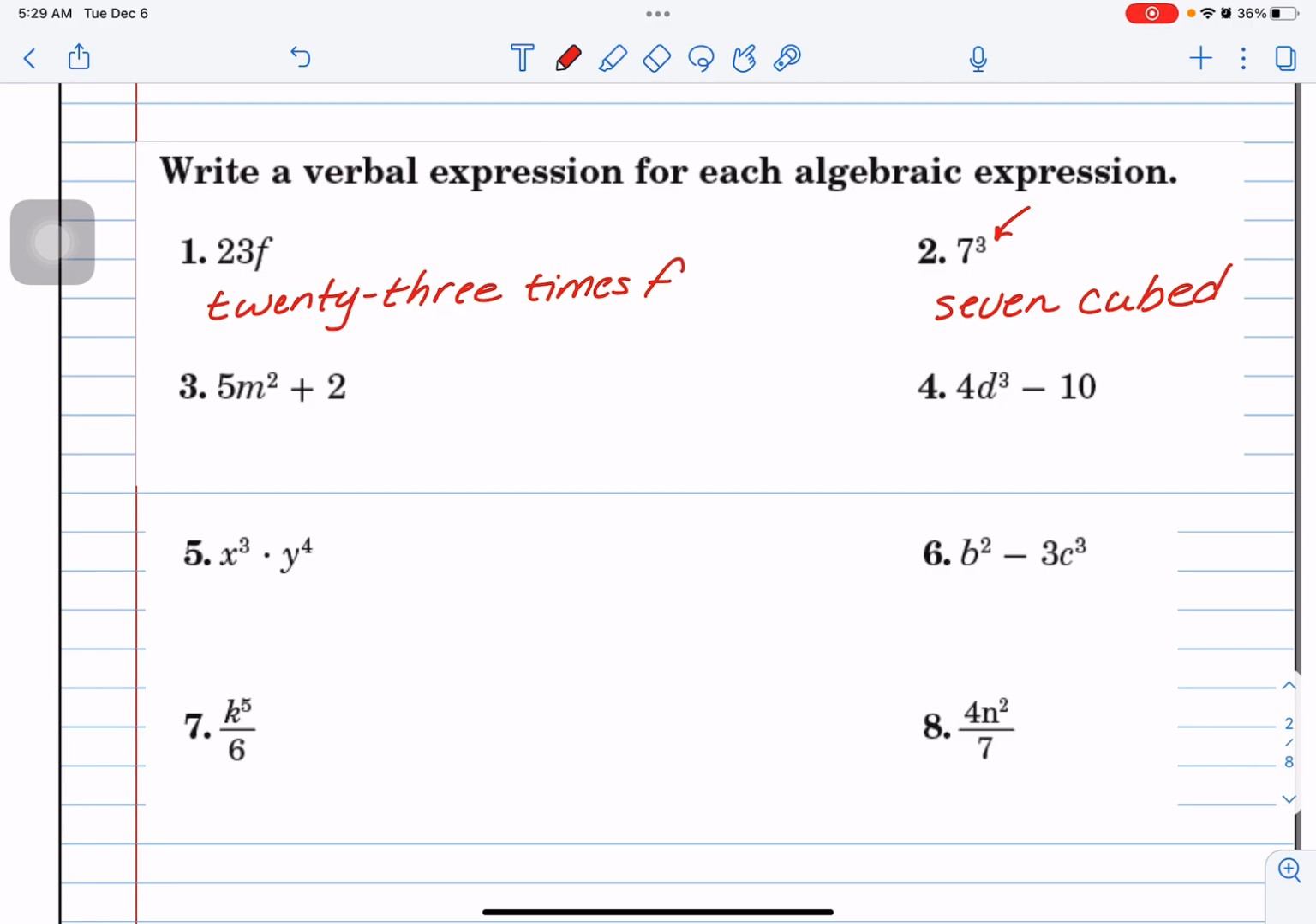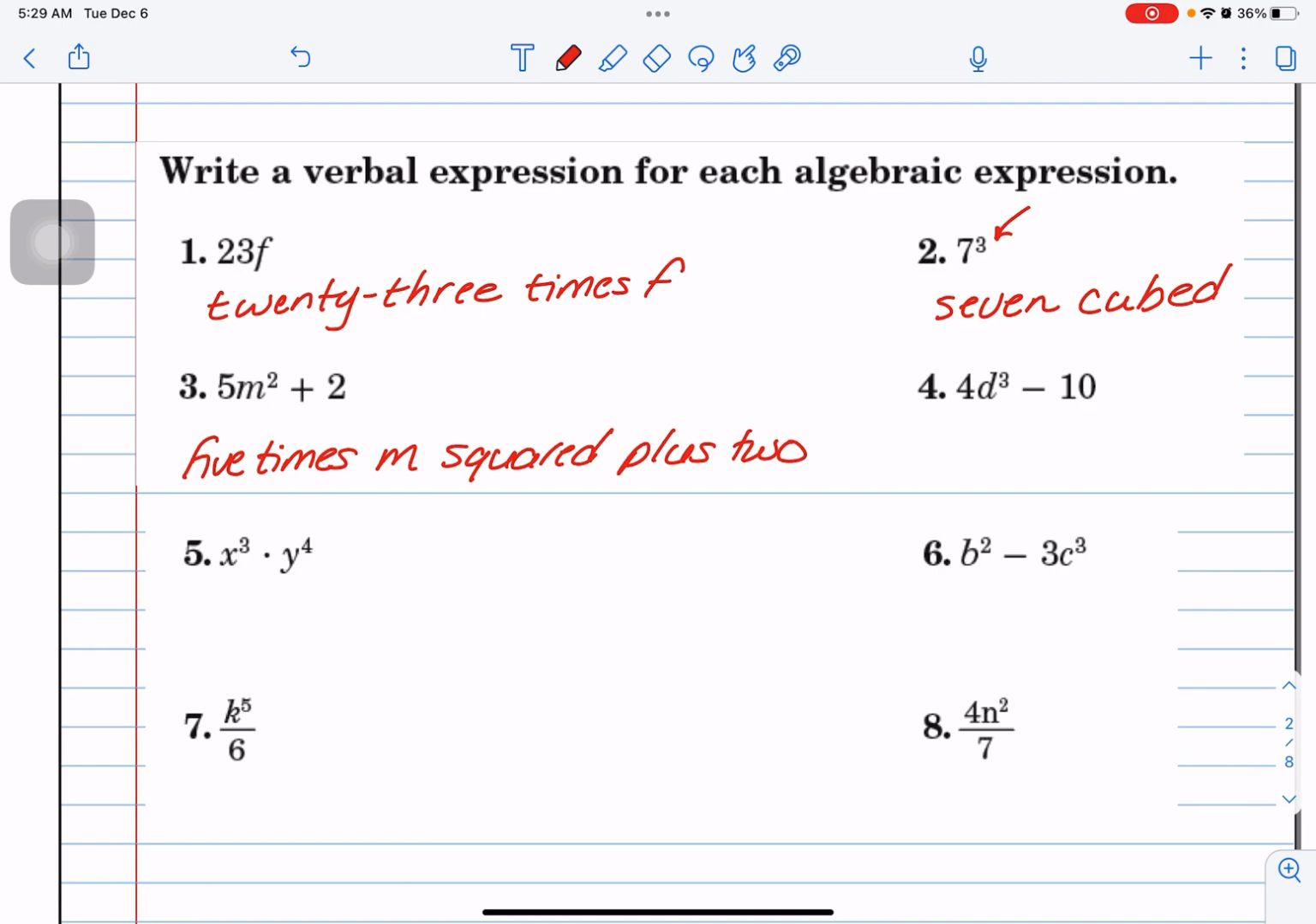Now, if I'm looking at number 3, I might say 5 times, remember I got to put that operation in there, m squared plus 2. So it's almost like you're writing it just like you would say it.